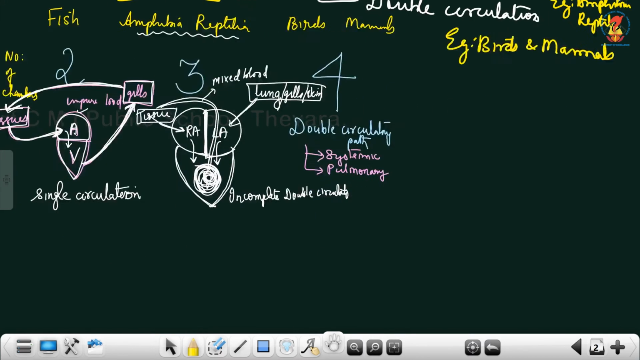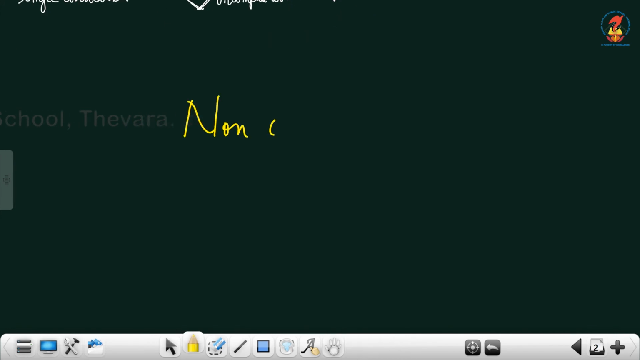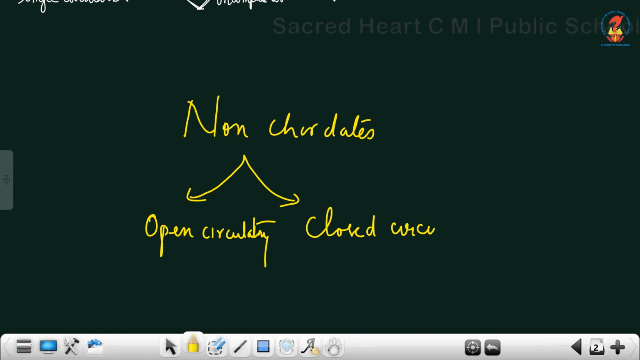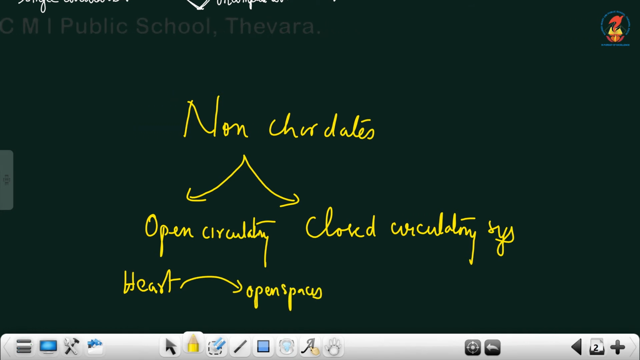Now coming to non-chordates. Non-chordates usually have the open circulatory system. So here I bring the two types of circulatory system, open circulatory system and closed circulatory system. As we know, in open circulatory system, the heart pumps the blood to open spaces, and these open spaces are called sinuses.